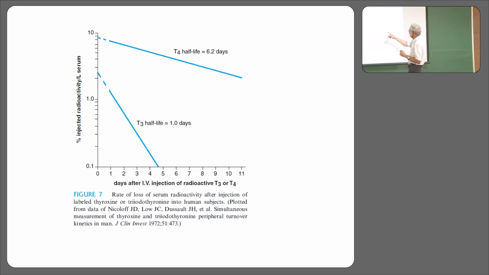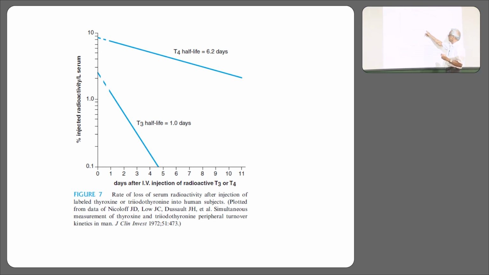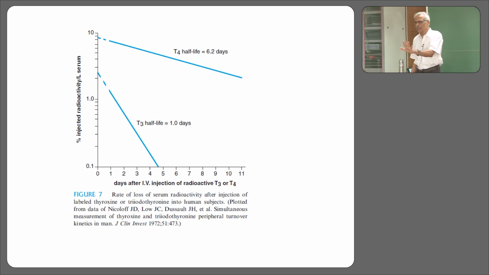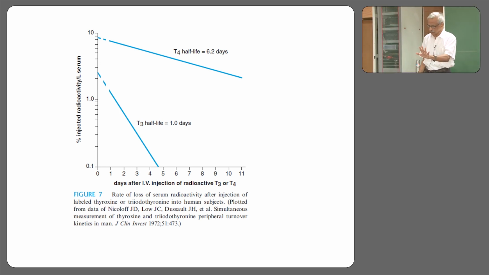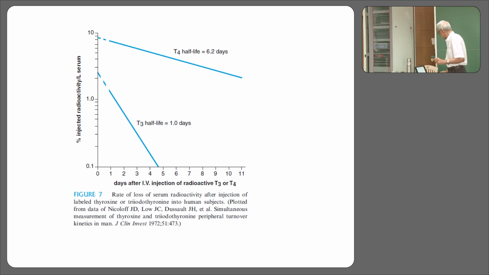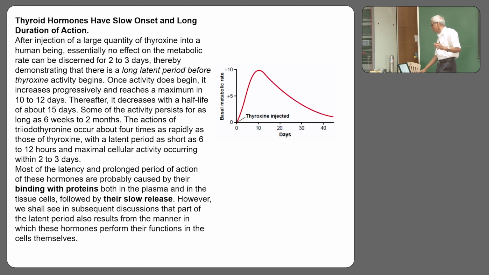Whereas the half-life of T3 is about how much? 1 day. But if you inject radioactive T3 and T4, you still get it in the blood for a very long time. How many days will it survive? Almost 10 to 11 days you will get. What is the aim of this slide? Just to tell you that these hormones are very slow acting. They remain for a very long time, and of the two, T4 has much longer biological half-life as compared to T3. Okay.